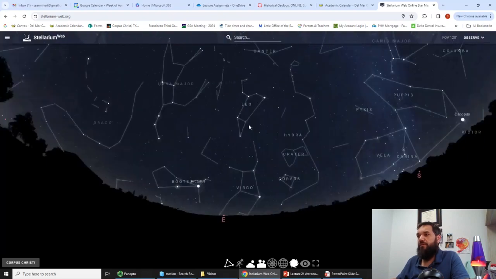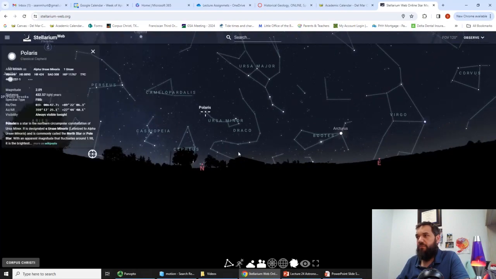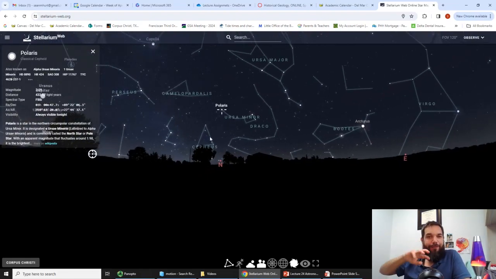Now, I do want to show you that if you look to the north, I want to look at a very special star, and this is Polaris. Polaris is very special. It is the North Star, and our axis of rotation points directly at Polaris. So that means that unlike everything else in the sky, which rises in the east and sets in the west, Polaris never sets. It never goes down. As long as you are in the northern hemisphere, you can always see Polaris. If you're in the southern hemisphere, you can't see it.